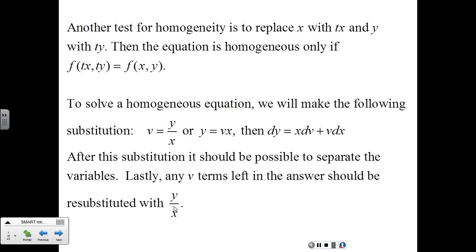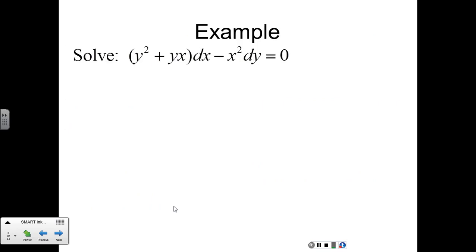That will help you solve your equation. You're going to go back and resubstitute any v's you got left over with y over x. These are hard. Stick with me, okay? These are difficult. These are probably some of the hardest ones you're going to do all semester. So, let's start off with a good one.